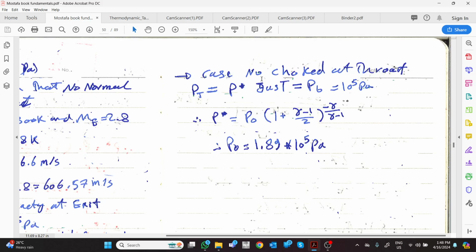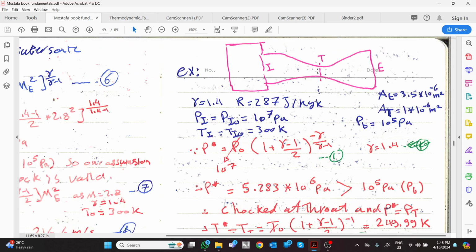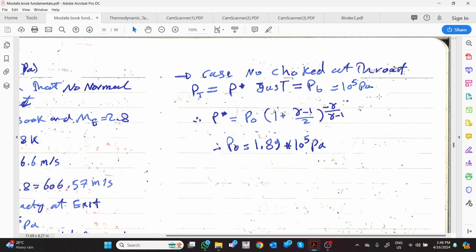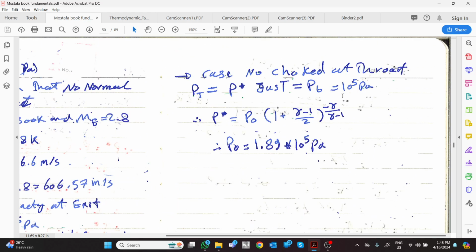In the case of no shock at the throat, which means Mach number is not equal to 1, the pressure here will just equal the back pressure. So the pressure at the throat, P star, is just equal to P back. So P star should equal this number, so P naught equals this number. If the reservoir pressure is less than or reaches this number, a normal shock will happen at the exit. If it is reduced more and more until it reaches this number, there is no sonic condition at the throat.